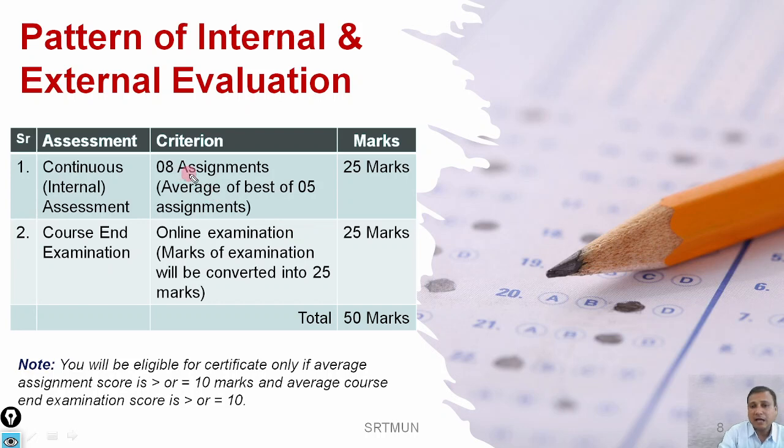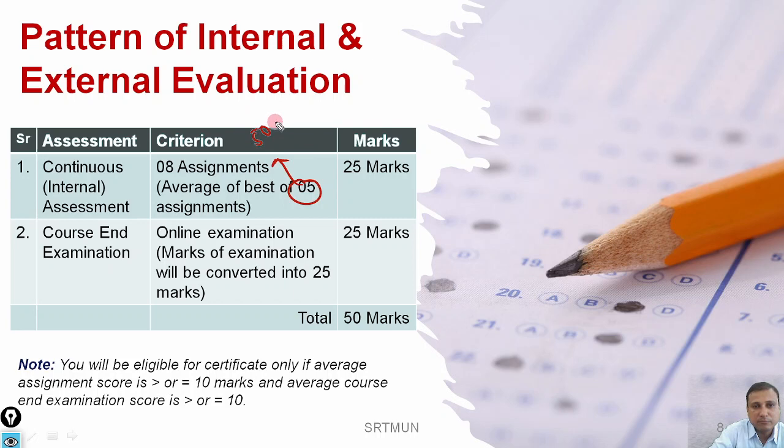So, as mentioned earlier, there will be 8 assignments, a single assignment for a single week. So, there are 8 weeks, so there are 8 assignments. Each assignment carries 10 marks. But out of these 8 assignments, the average of best of 5 assignments will be considered. So the best of 5 assignment marks will be considered for the internal marks.